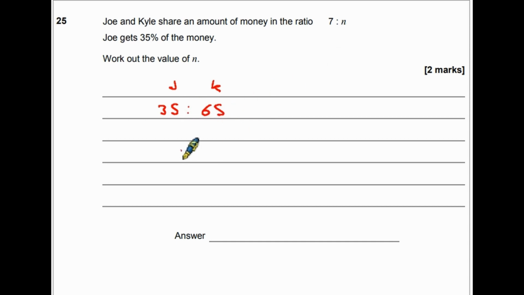And in fact, if we look at this ratio, 35% is 7 parts of the ratio. We know how many parts of the ratio Joe has from the top here. So 35 is 7 parts. Look at the maths that's been done there. It has been divided by 5. So 35 over 7 is 5. Therefore, the other side of the ratio also has to be divided by 5. 65 divided by 5 is 13. Therefore, n equals 13.